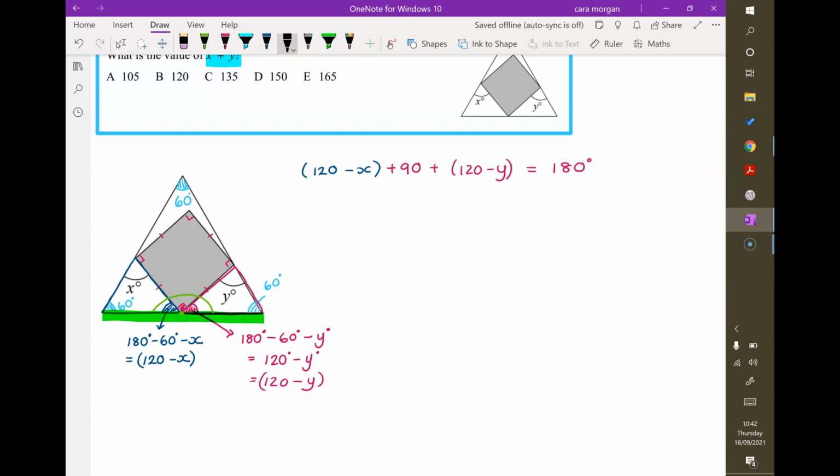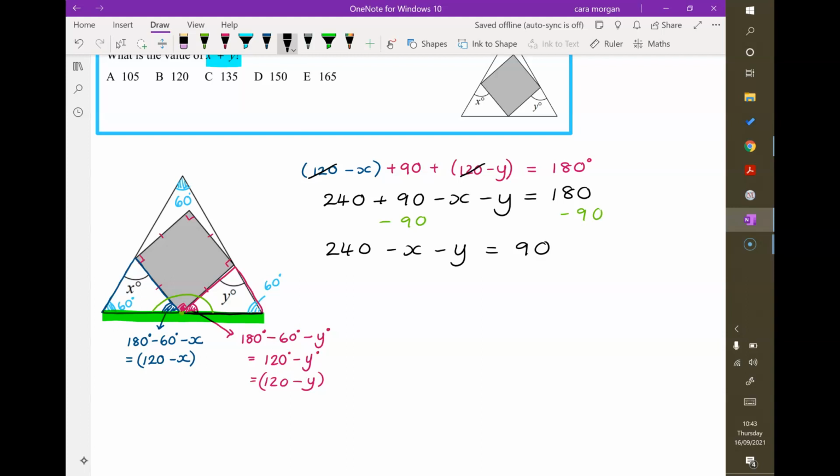Now, what I can do is simplify the left-hand side. I can see that 120 and 120 is 240. And I'm going to add that 90, and I've got to subtract x and subtract y. And that all makes 180 degrees. What I could do next, if I wanted to, is subtract 90 degrees from both sides. I'm just doing this the way that's easy for me when I'm trying to talk and write at the same time. There are lots of ways of doing this. Now I notice that I've got a negative x and a negative y. Well, I'm going to add x and add y to both sides.